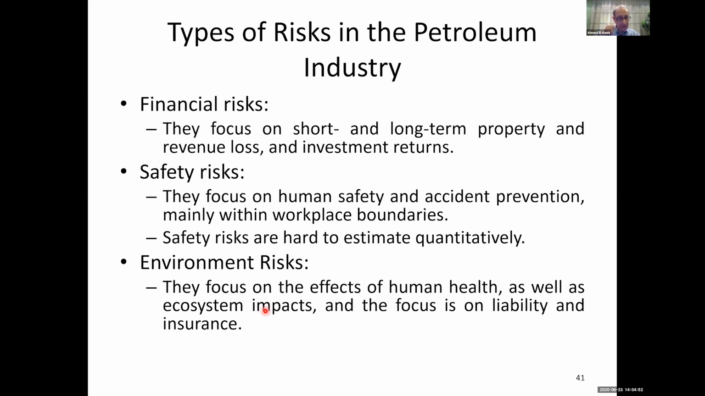Environmental risks, and these are huge risks. They focus on the effects on human health as well as ecosystem impacts, and the focus is on liability and insurance. We would understand what we mean here when we think about the Macondo accident, for example, in the Gulf of Mexico, I think in 2010, when an oil well had a blowout, and the companies involved actually spent more than $60 billion in what we call consequential damages to compensate people who were involved in the accident, and people who had environmental issues afterwards, like fishermen, for example, in Louisiana.